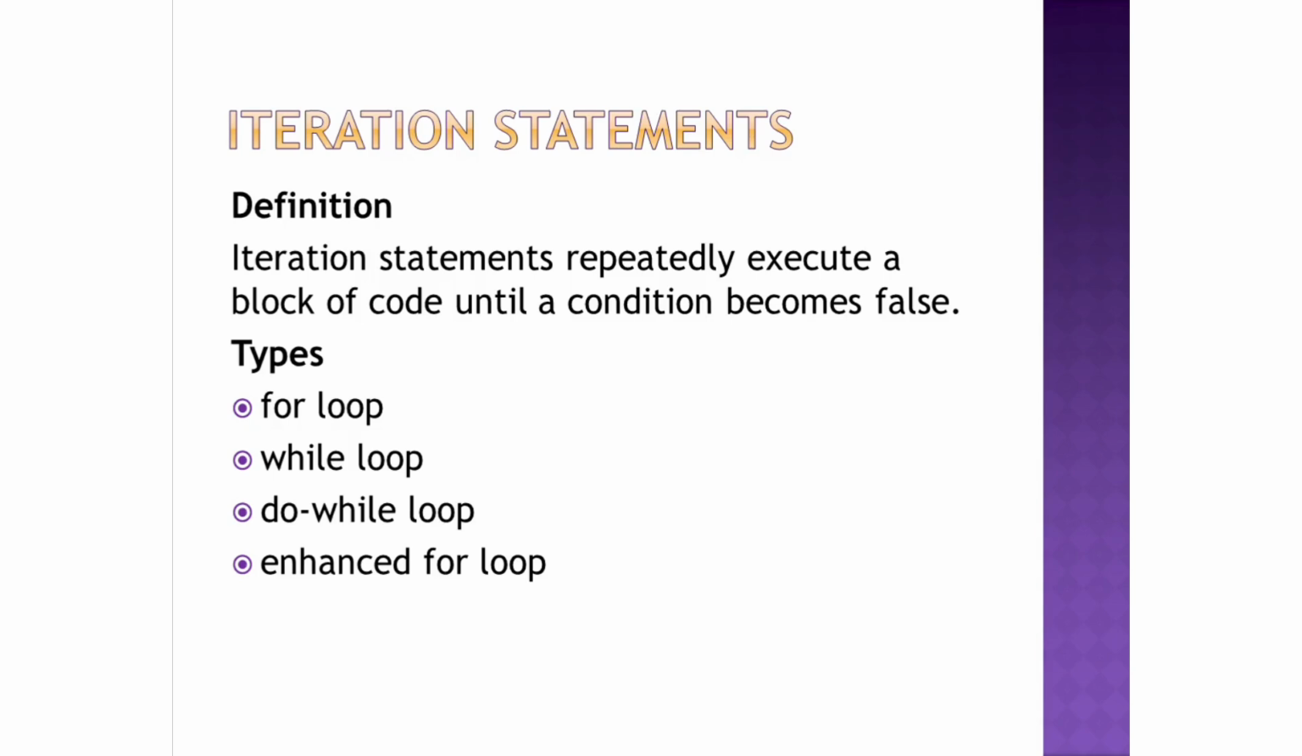Java provides four types of loops: for loop, while loop, do while loop, and enhanced for loop. All these loops repeat a block of code, but each one is used in different situations. In the next few slides, we will understand each loop with a simple example and see when to use them. So first, let's begin with the for loop, one of the most commonly used loops in Java.